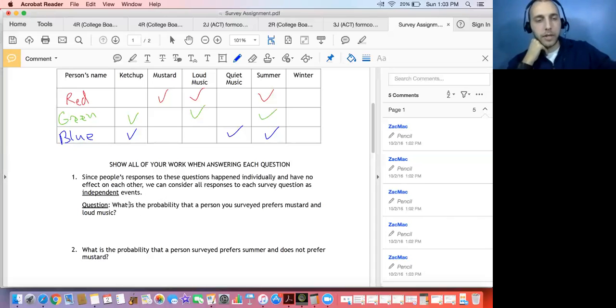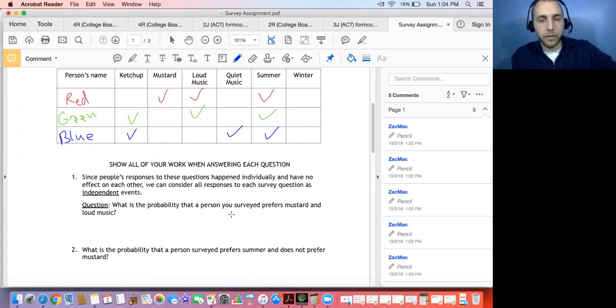So question 1 is asking now, what is the probability that a person you surveyed prefers mustard and loud music? So you can't think of it as we pick one person and what's the probability that that person likes both of these things. It has to be thought about in terms of this one person answered these 2 questions independently. So there are 2 different events happening, or 2 actions. So we look at our data, and your data is going to be different from my data, so you may not have the same numbers as I do when you do the math. So it's important to understand the logic here.